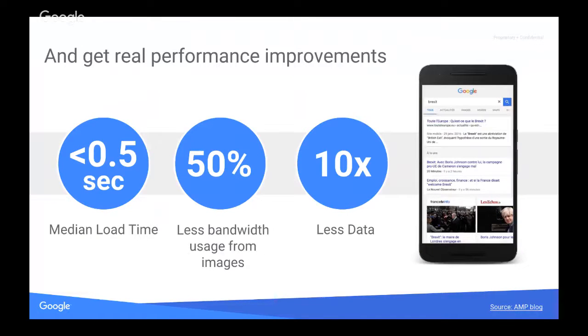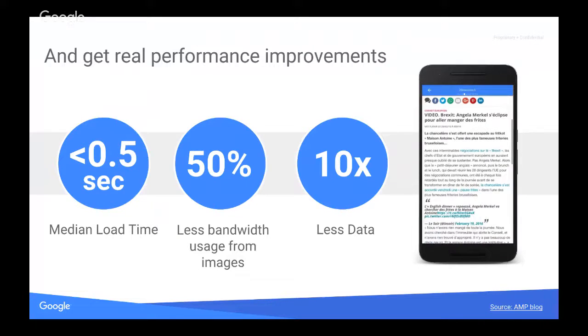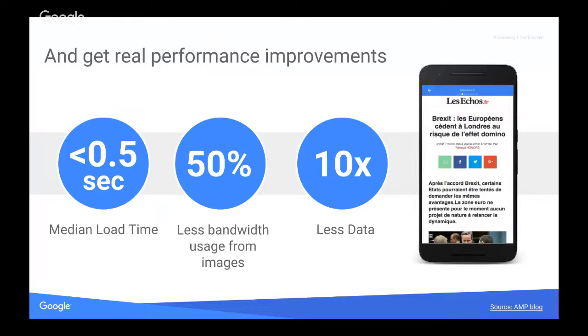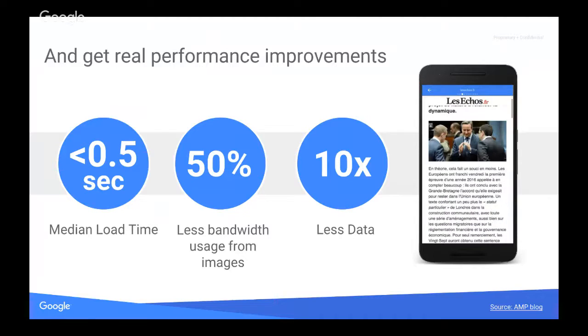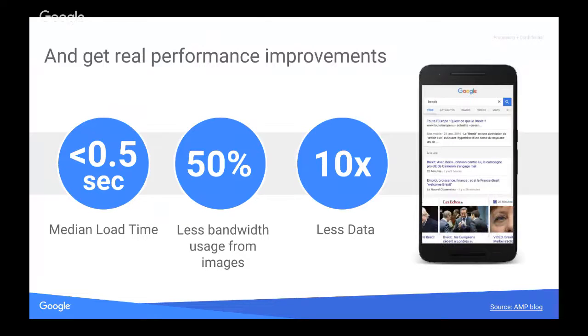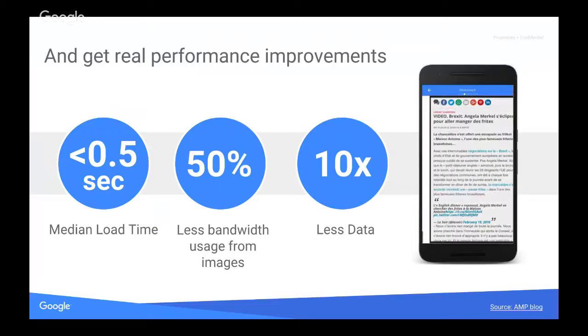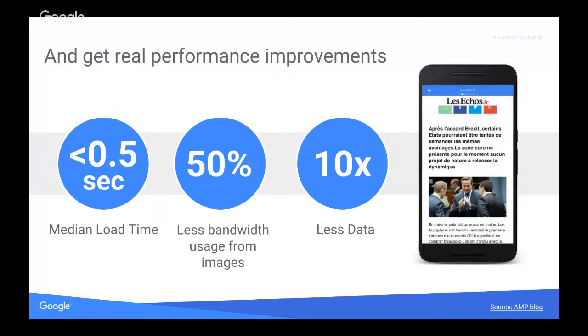And like all these implementations will get a real performance improvement. So based on our internal research, AMP pages have a very fast average load time. It's less than 1 second, less than half a second actually. It also uses less bandwidth from images because the AMP image protocol uses an optimization to load your images. It also uses less data, like 10 times less data. So your users can engage with more of your pages, your content, your landing pages, and everything. And also it will increase your conversion.